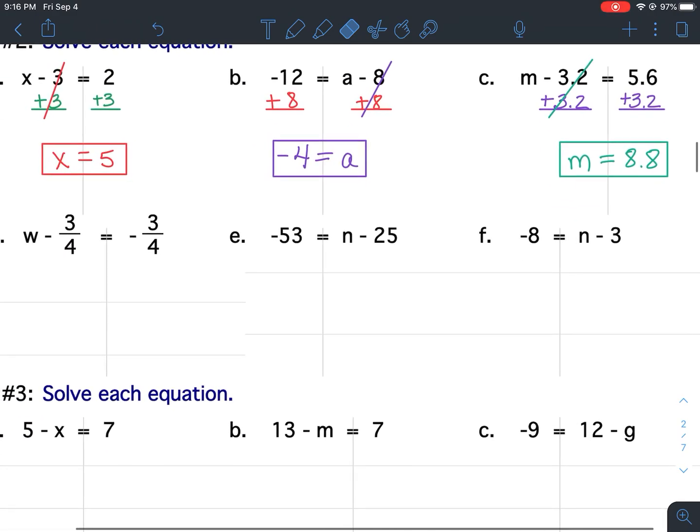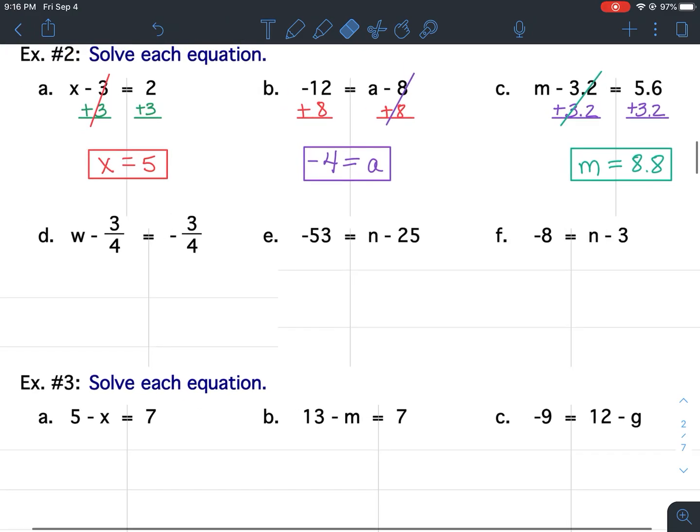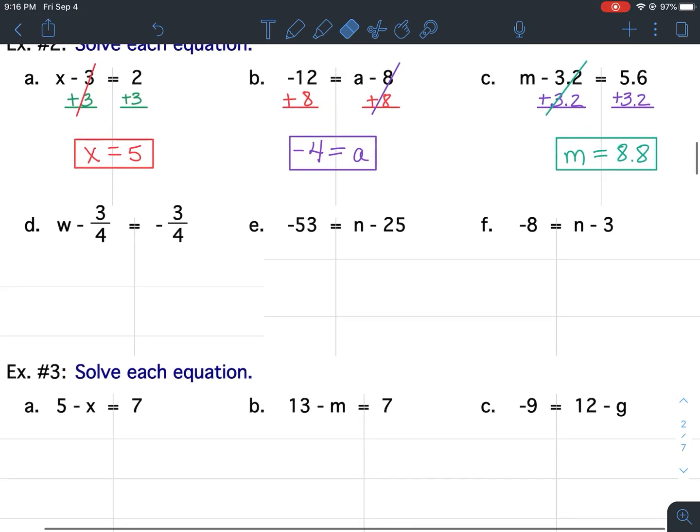Go ahead, pause your video, complete D through F. Pause your video and do D through F on your own.